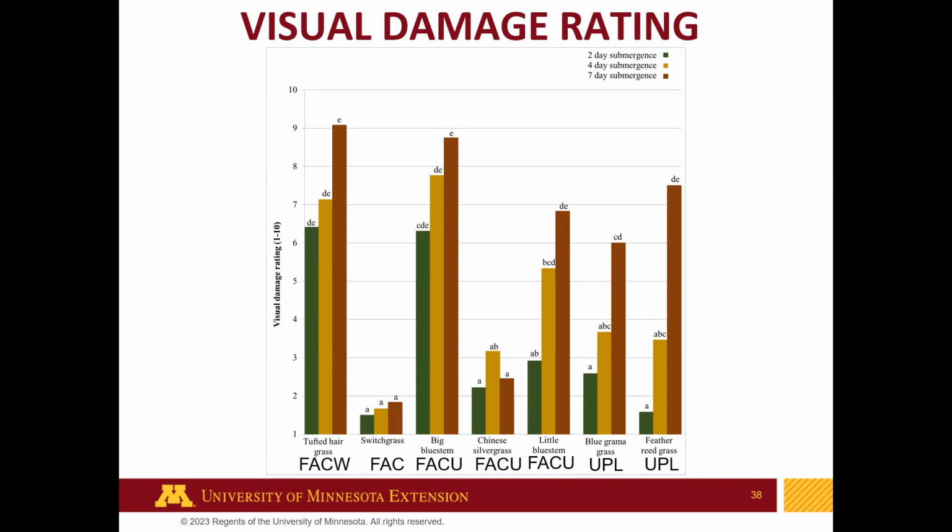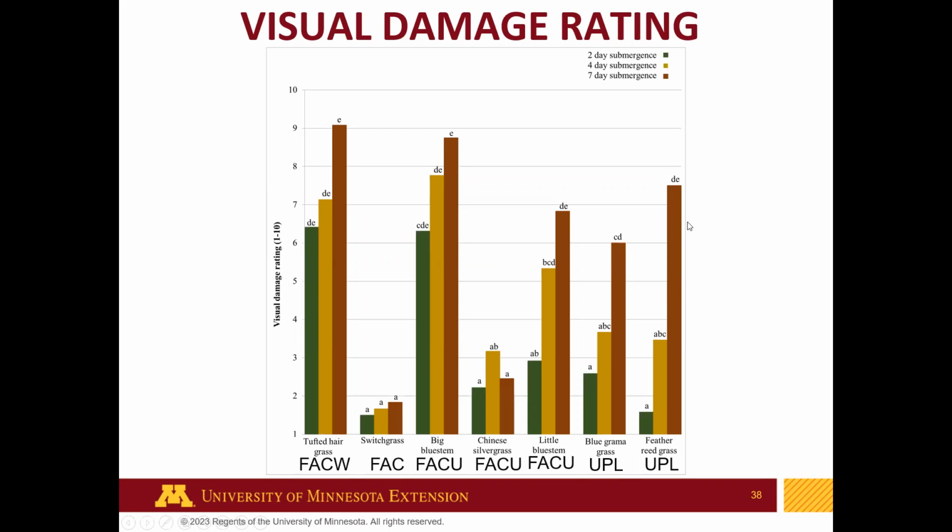They did very well. And even if you look at the 2-day submergence duration for little bluestem, blue grama grass, feather reed grass, they did pretty well. For little bluestem and blue grama grass, the 2-day submergence duration treatment had a significantly lower visual damage rating when you would compare it with the 7-day submergence duration treatment, whereas feather reed grass, the 2-day and the 4-day submergence duration treatments had a significantly lower visual damage rating when compared with the 7-day.